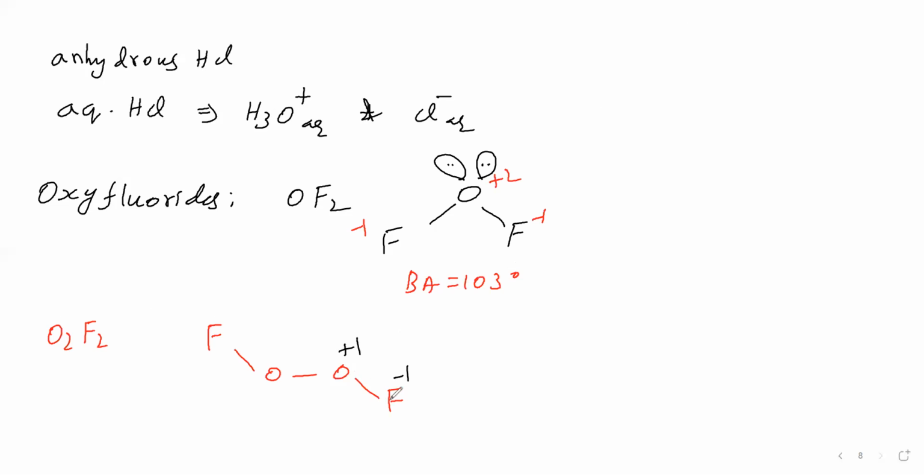Why -1? Because this bond has to shift to fluorine, as fluorine has high electronegativity. Therefore, it is getting -1. Oxygen is losing the bond, therefore it is getting +1. Both oxygens have the same electronegativity, so don't shift this bond. With respect to this bond only, we have to say the charges. Higher electronegativity, so shift this bond completely towards F. So fluorine will get -1, oxygen will get +1.